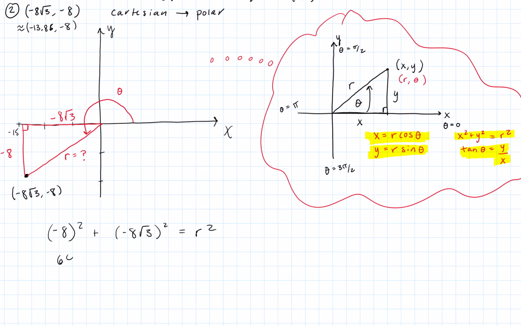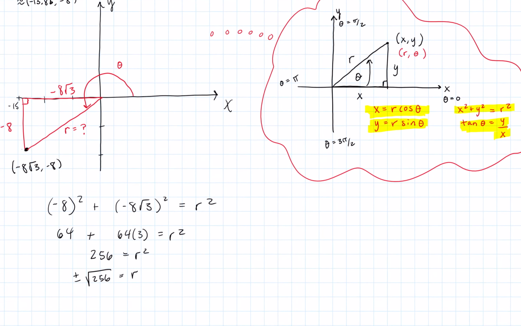So we get 64 plus 64 times 3 equals r squared, and that's 256 equals r squared. So we take the square root, and r is equal to plus or minus 16. Now, depending on how we want to define our polar coordinate, we actually have an infinite number of ways, as I mentioned before. Every ordered pair in the polar coordinate system has an infinite number of ways to describe it because of the way we're rotating around a circular system.